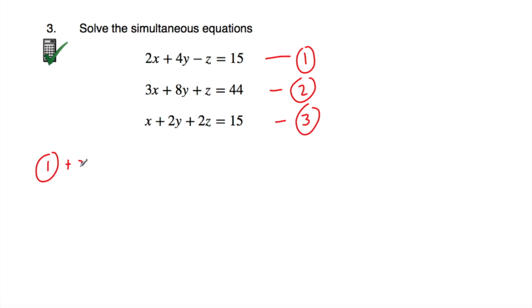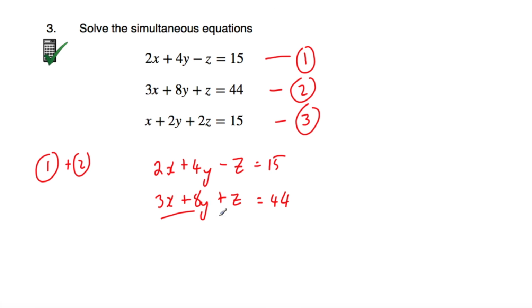I'm going to do equation 1 plus equation 2. So equation 1 is 2x plus 4y minus z equals 15. And equation 2 is 3x plus 8y plus z equals 44. And if we add them together, that'll cancel the z's. So let's just try to add there.